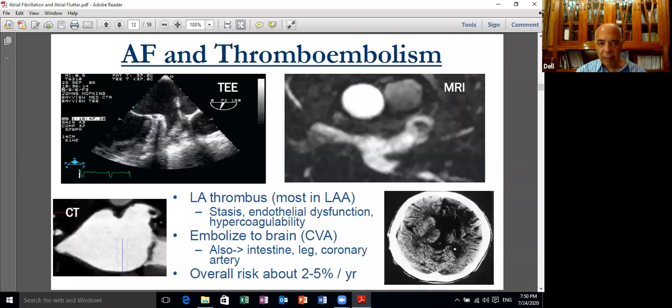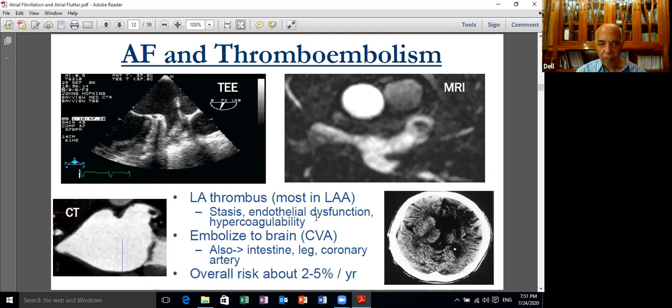MRI and CT can show signal void because the thrombus is a non-revascularized structure, and we know that without anticoagulation, the risk of having thromboembolism is somewhere between 2 and 5% per year. And embolism can go to the brain, producing horrible infarctions, sometimes hemorrhagic in the presence of anticoagulation, or can go to the intestine, leg, and the coronary arteries.